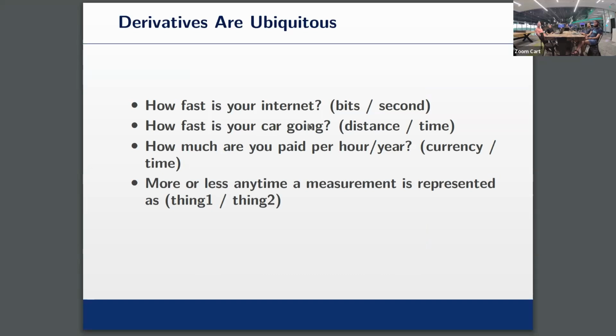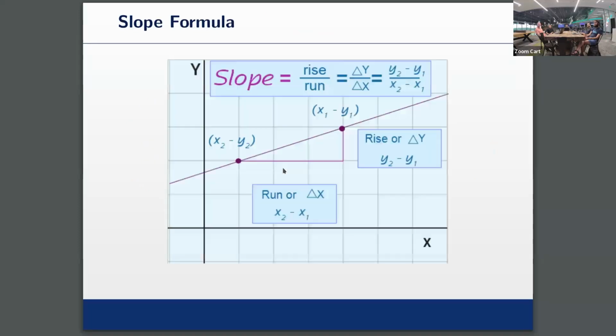So yeah, how fast is your internet going? Bits per second. I mean, this is a derivative. How fast is your car going? Every single time you look at the speed dial in your car, this is a derivative. How much you paid per hour, currency per time, literally anything that you can measure as a ratio is some form of derivative or can be looked at in that way.